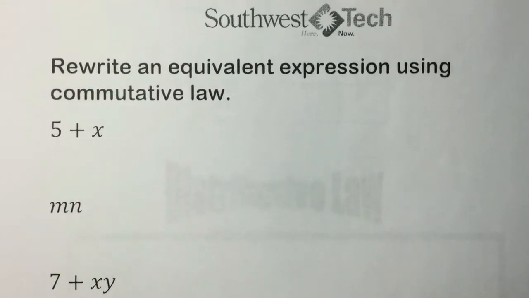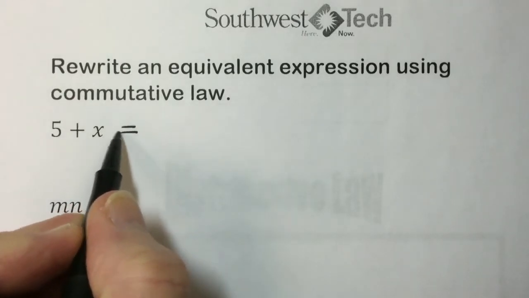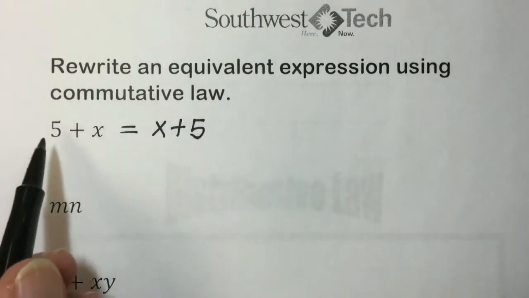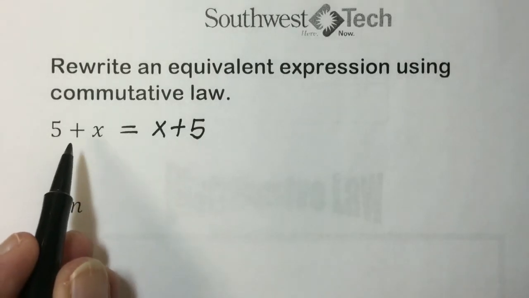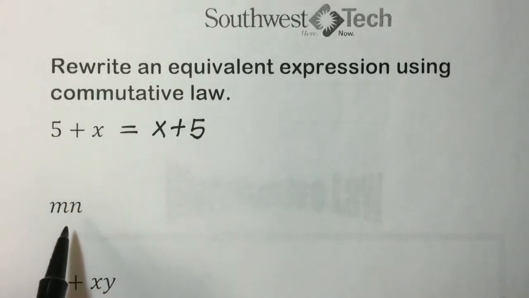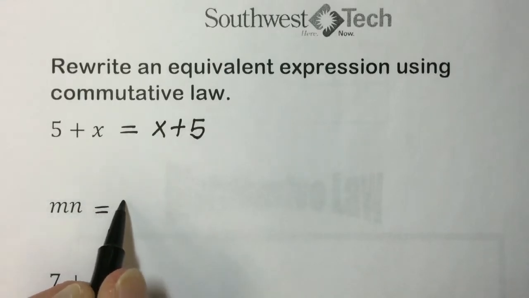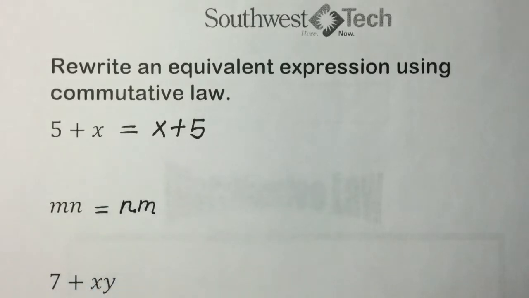And here's some examples to illustrate that. They're asking us to rewrite, using the commutative law, the given expression. 5 plus x is equivalent to x plus 5. The terms are moving in order, but not changing the value. Following addition, and likewise with multiplication, this next expression, m times n, is the same as if we took n first and then multiplied by m.